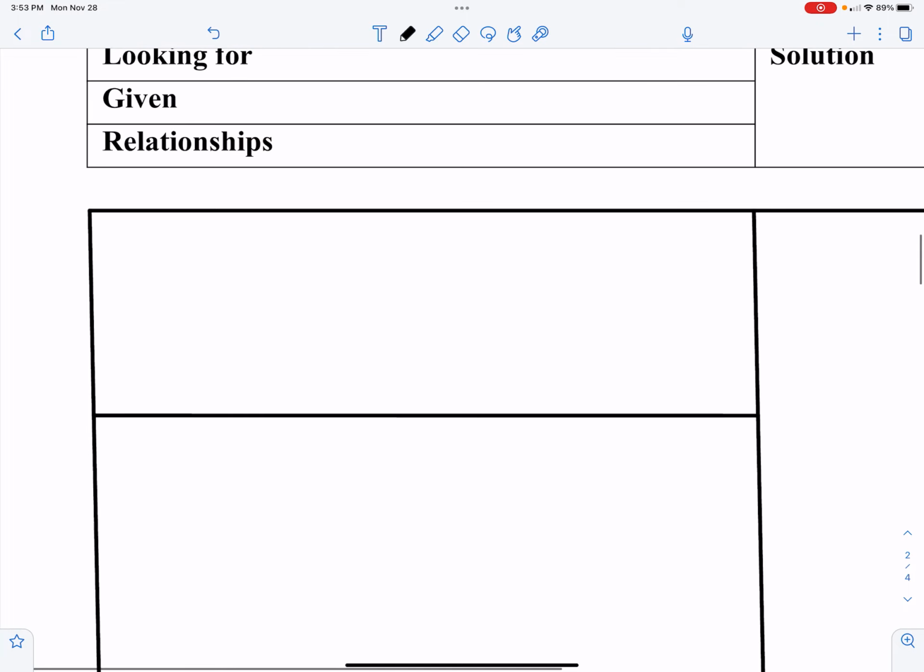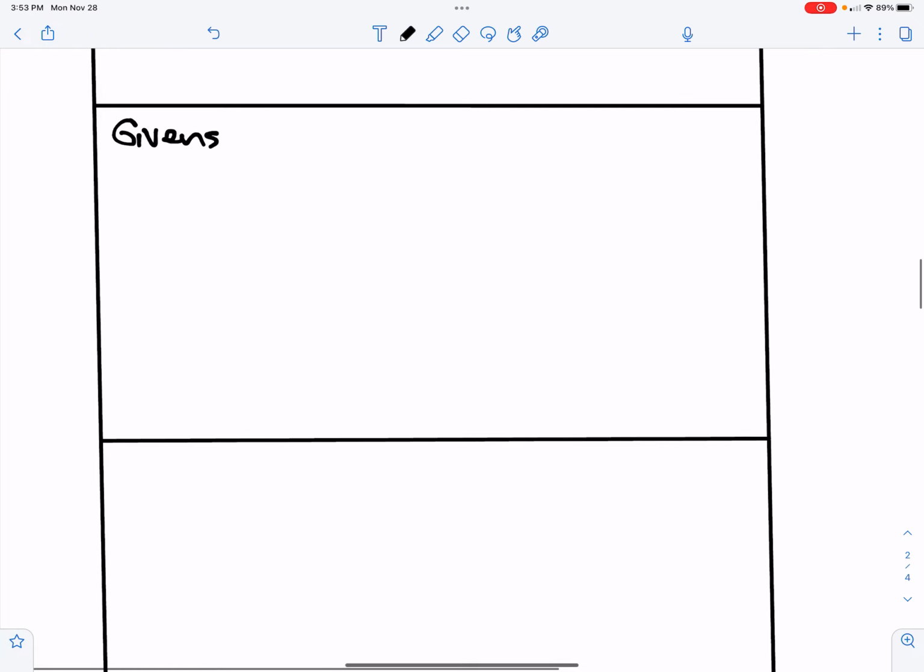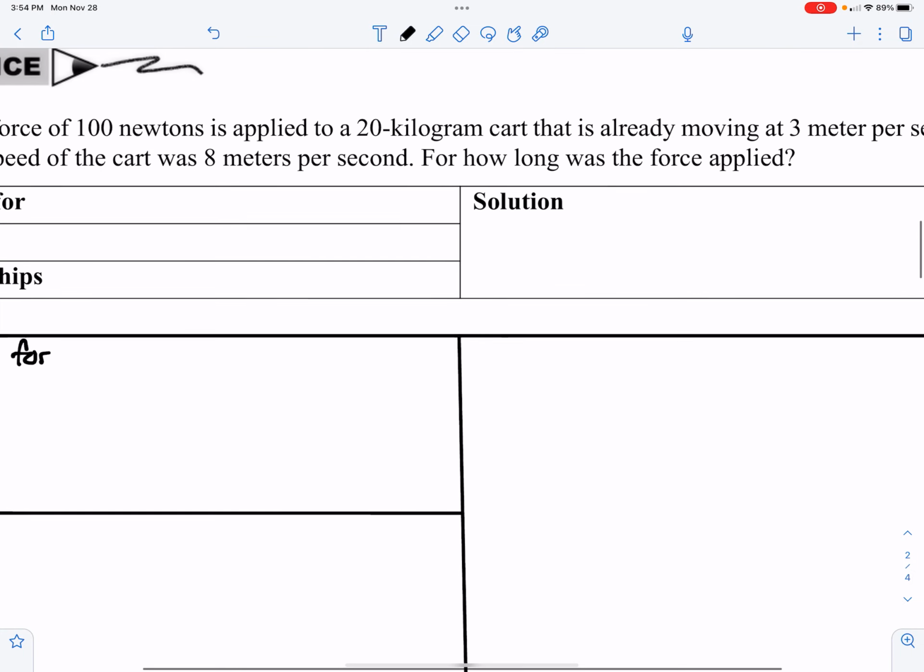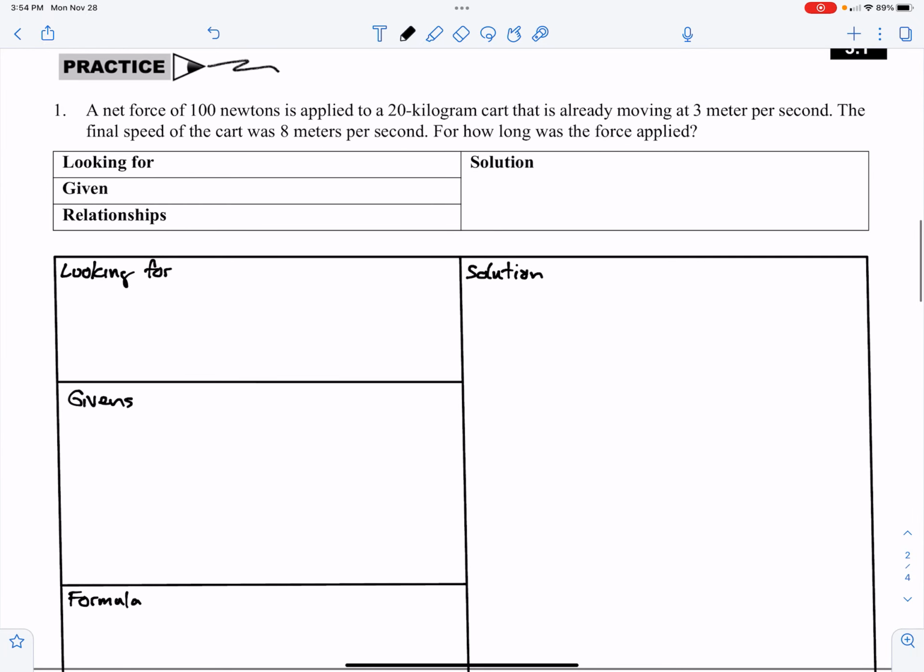Okay, so this is what we're looking for. This would be our givens. This would be our formula, which is the relationship. And then over in this far box, of course, is the solutions. So again, just taking a second to redo that box will really, really help you.